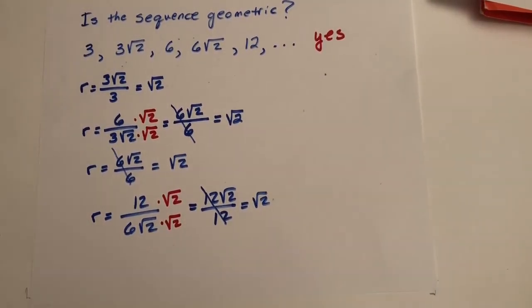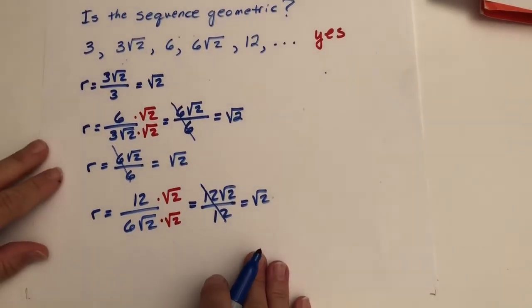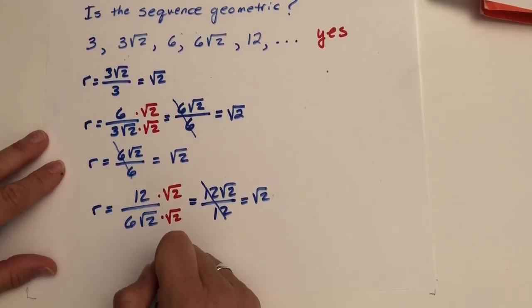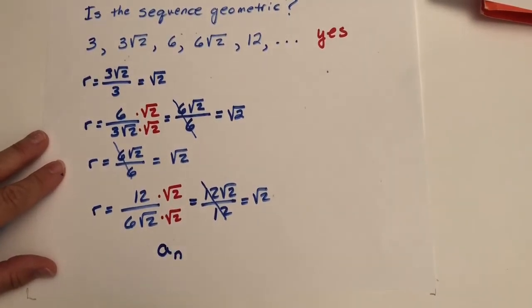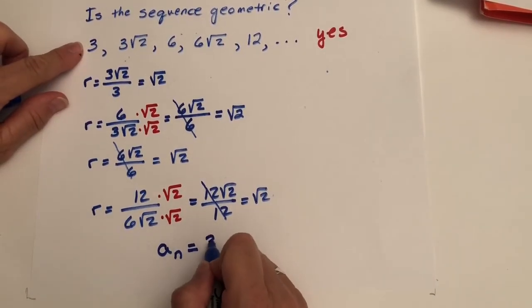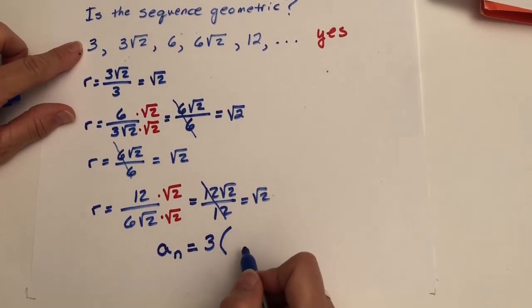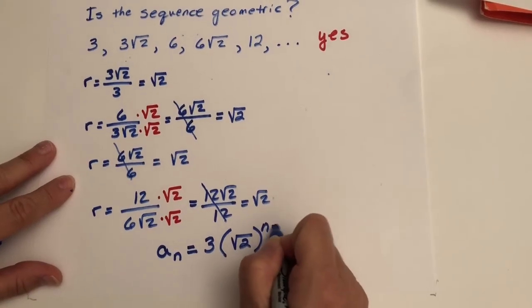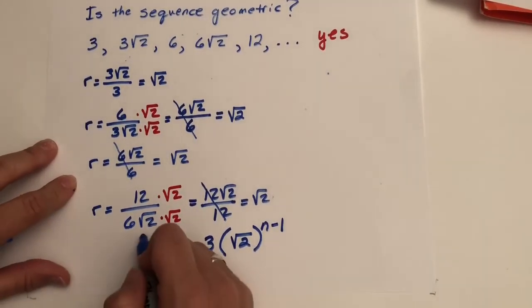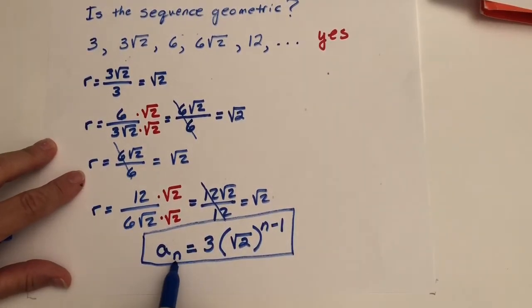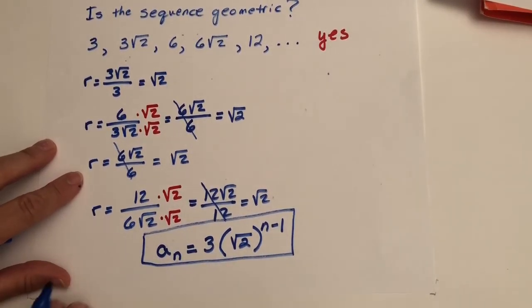So if we wanted, we could write the formula for the nth term. It didn't ask us to do that, but let's just practice. That means for this particular sequence, the nth term would be the first term, which is 3, multiplied by r, which we have determined to be square root of 2, raised to the n minus 1 power. So we could find any term in the sequence we like, the 5th term, the 13th term, whichever term is needed, just by using that particular formula.